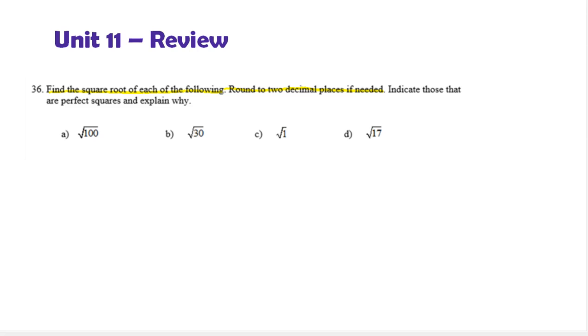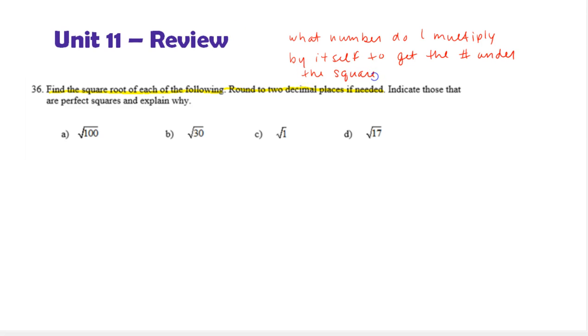Okay, so here we're asked to find the square root, and the square root is basically saying what number do I multiply by itself to get the number under the square root sign. Okay, and that sounds like a lot of words, but let's look at this and I think we can make sense of it.